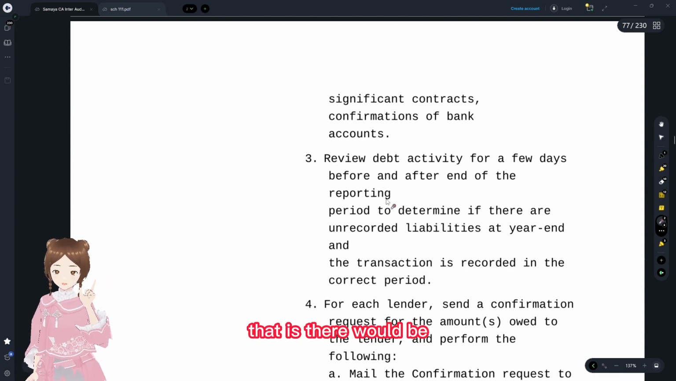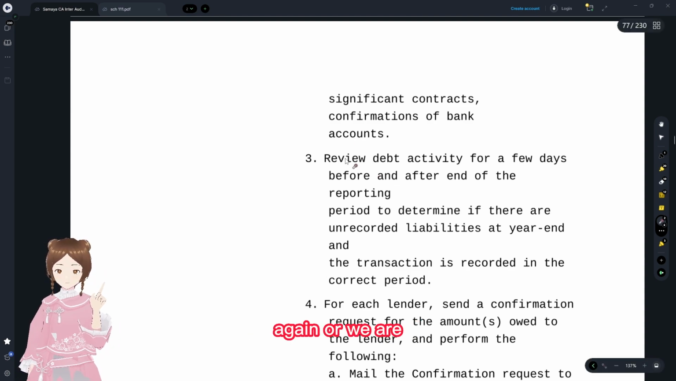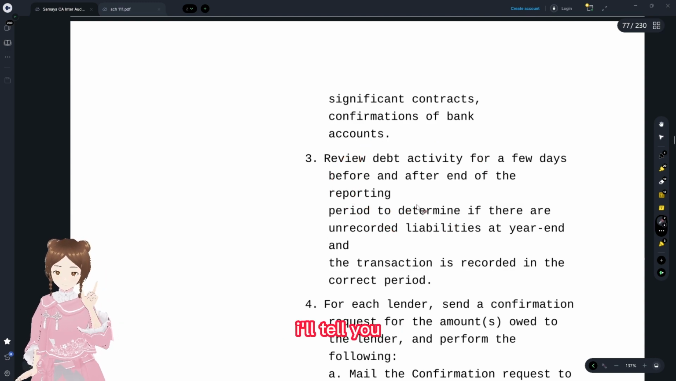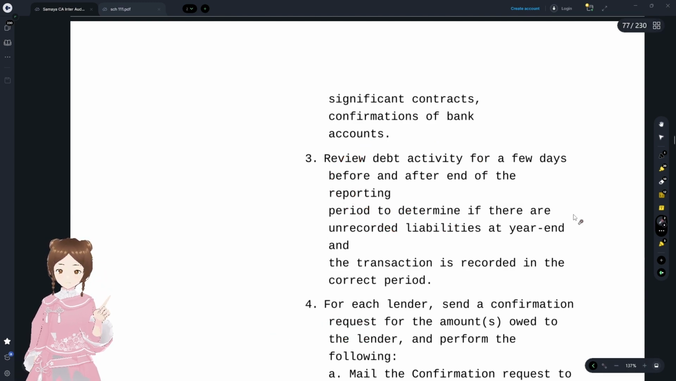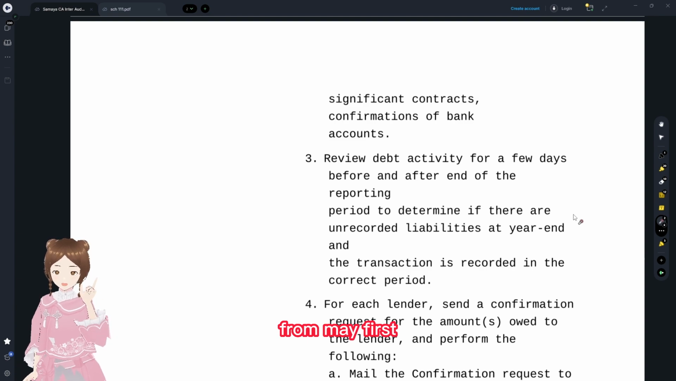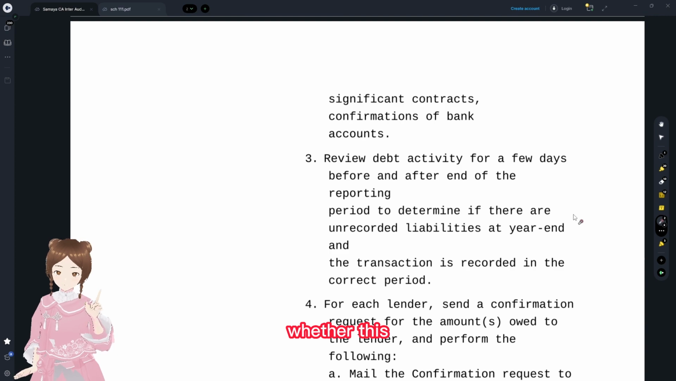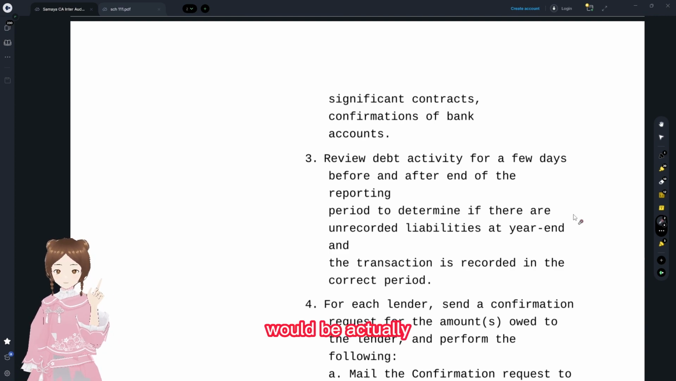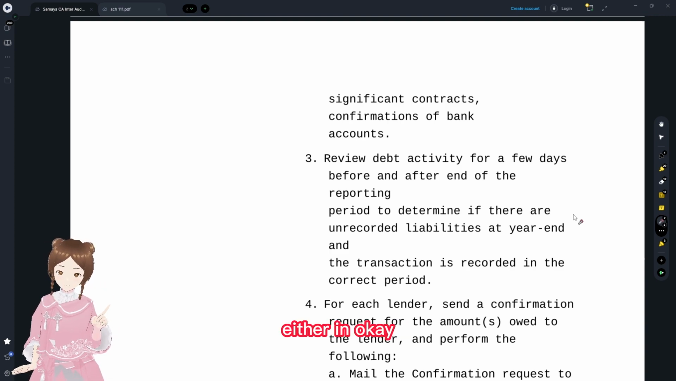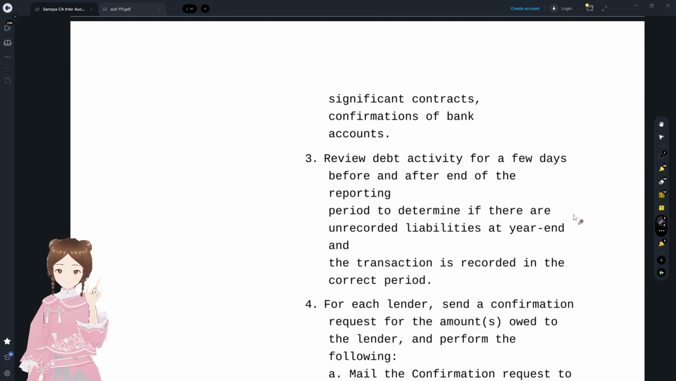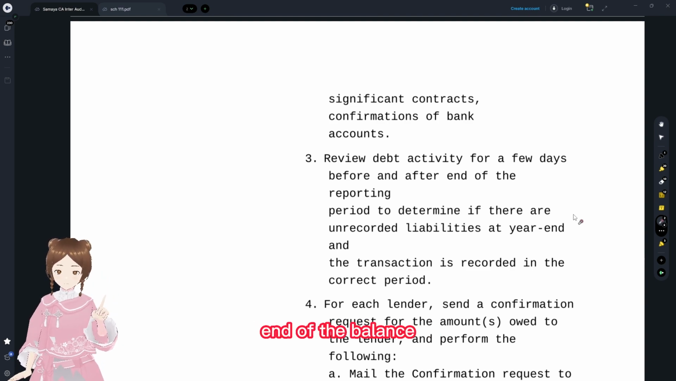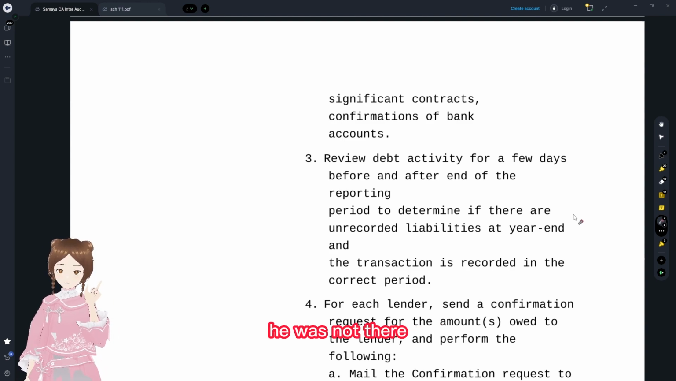That is, there would be situations again where we are dealing with a related party transaction. I'll tell you a situation where a director takes a loan from the company every year from May 1st and repays that on Feb 1st. Whether this director's loan could be seen in the beginning balance or the end balance, it could not be seen. So he was not there in the balance sheet and the details of the balance sheet.